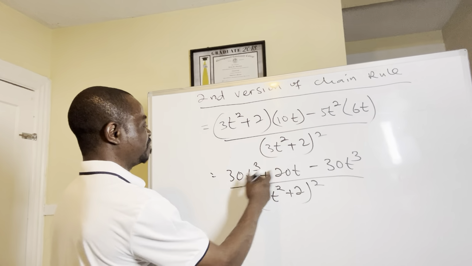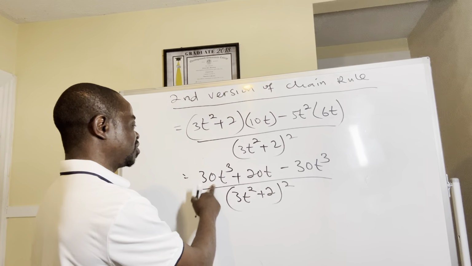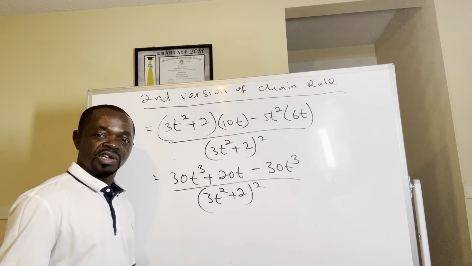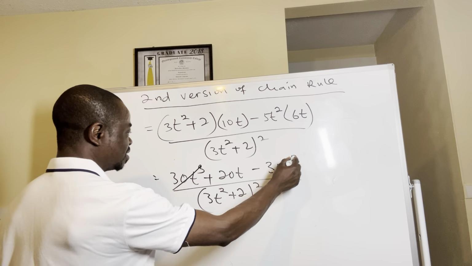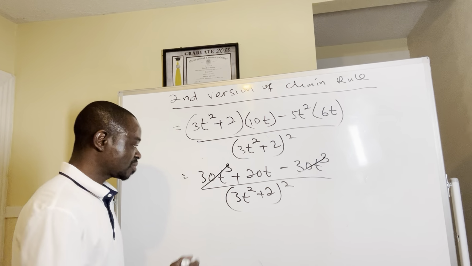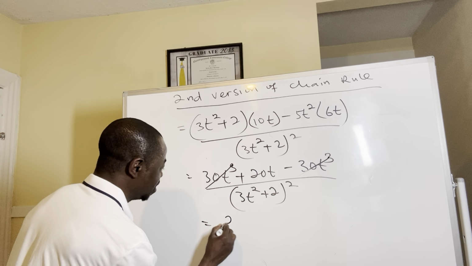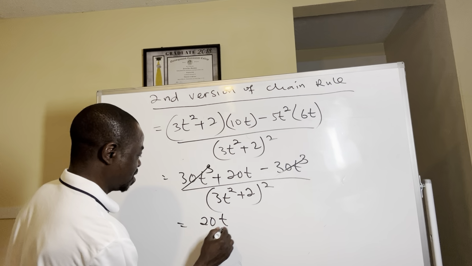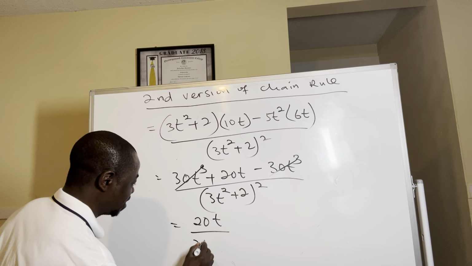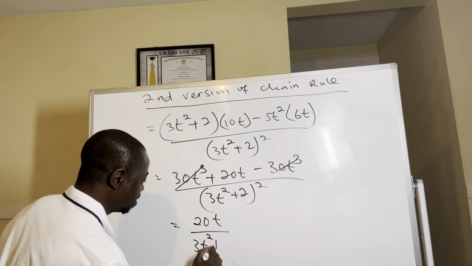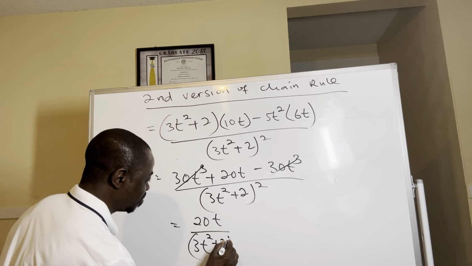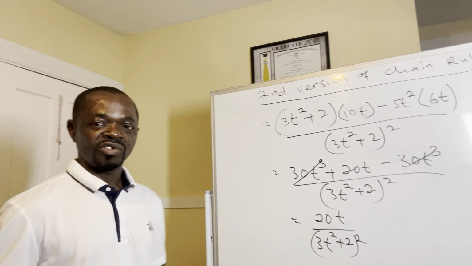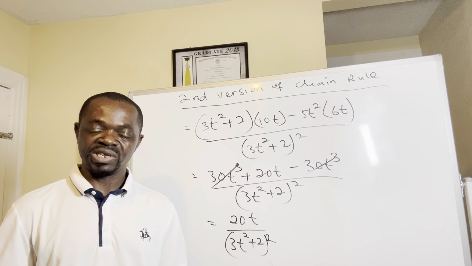So here we have like terms. This is a positive and a negative. So our positive 30t cubed minus 30t cubed simply cancels, that gives us 0. So you have 20t all over 3t squared plus 2 all raised to the power 2. So that is our g prime of t.